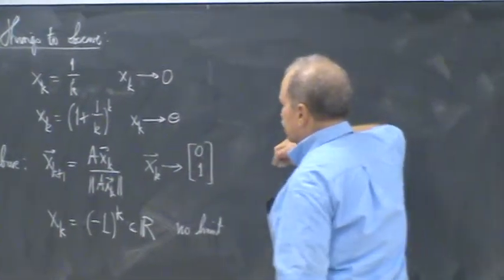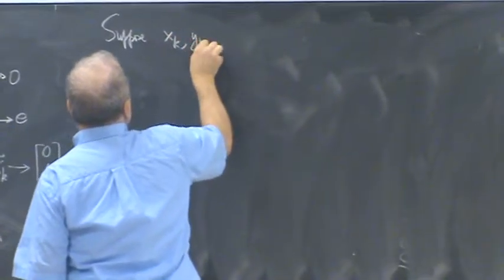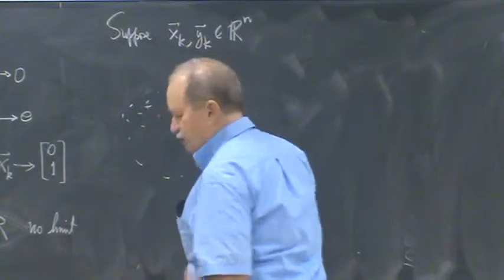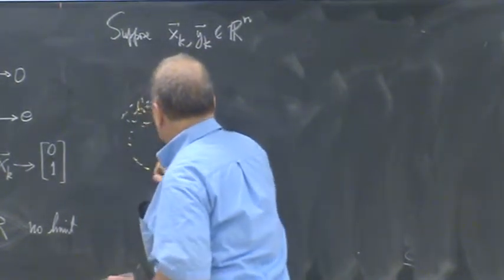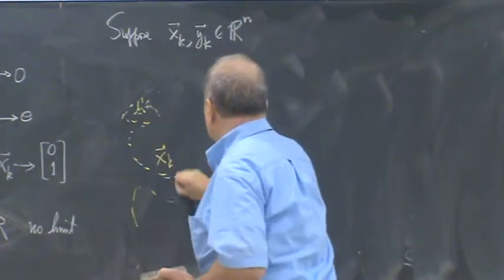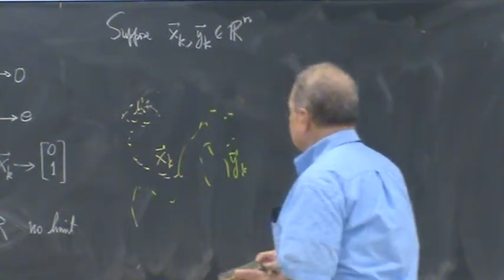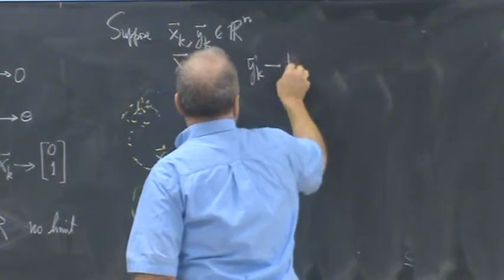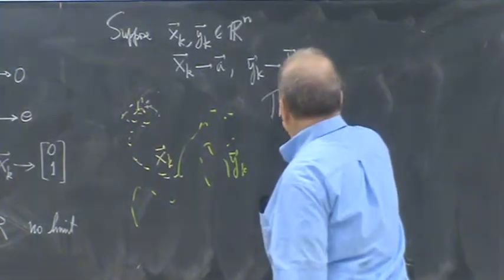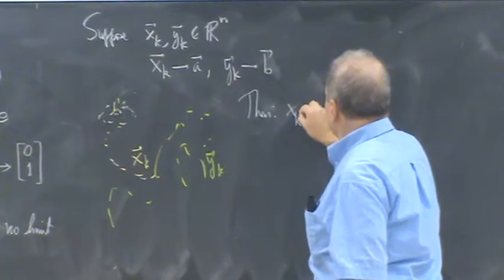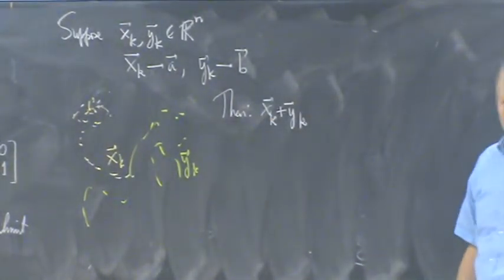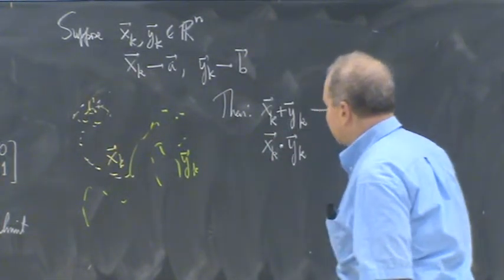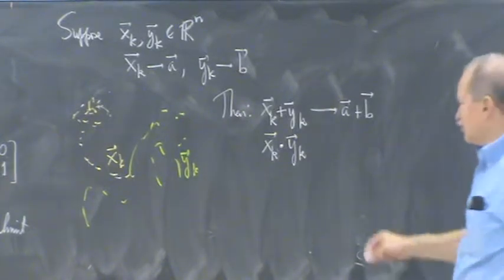Okay, so here are some things to notice. Suppose you have two sequences in Rn. These are the x's, and over here are the y's. And I'm imagining that each of these sequences converges. Let's say xk goes to A and yk goes to B. Then, any guesses about what happens if I add and make a new sequence? Add the limits. And what about if I take the dot products of these vectors? Dot the limits.